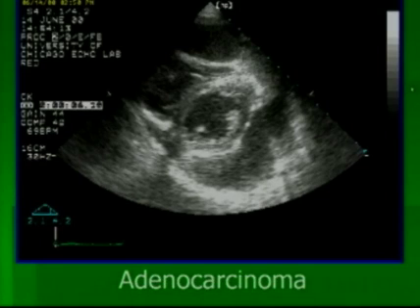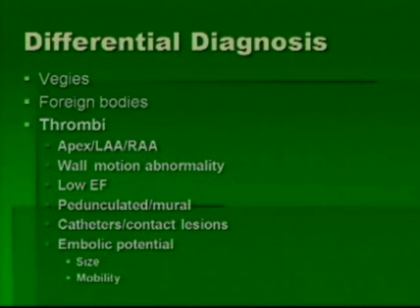This ended up being an adenocarcinoma. The differential diagnosis of metastasis to the heart is wide and includes vegetations, foreign bodies, thrombi, perhaps most commonly. And of course, thrombi occur on the left ventricular apex most commonly in patients with low left ventricular function, especially with aneurysms. And of course, in patients with atrial fibrillation, it can have left atrial appendage and right atrial appendage thrombi. Wall motion abnormality obviously predisposes to stasis and thrombotic formation, as does low ejection fraction.